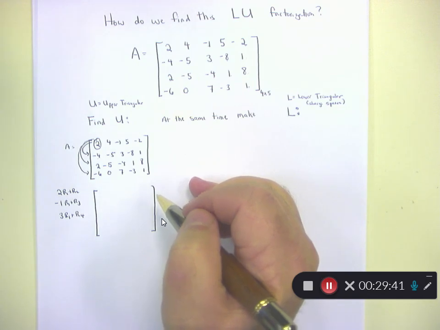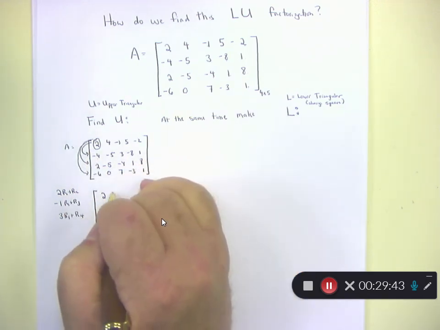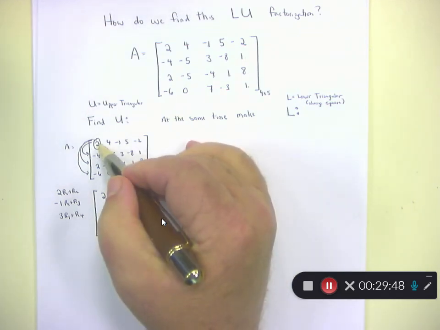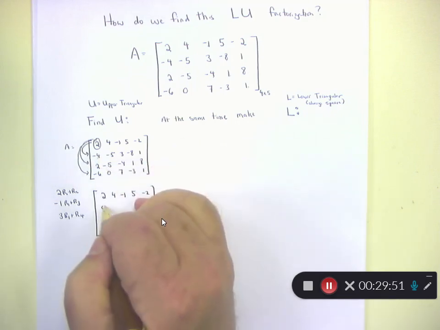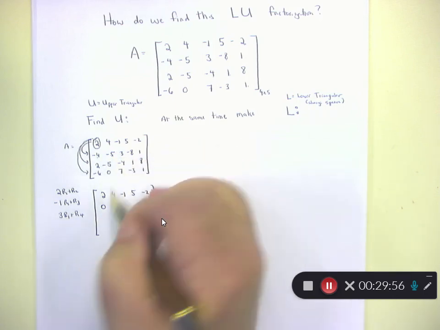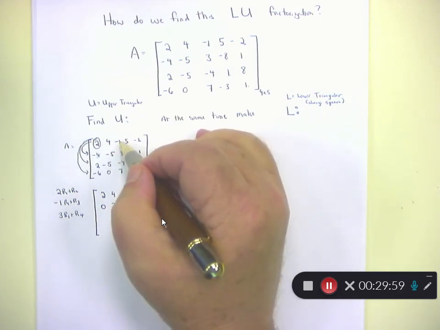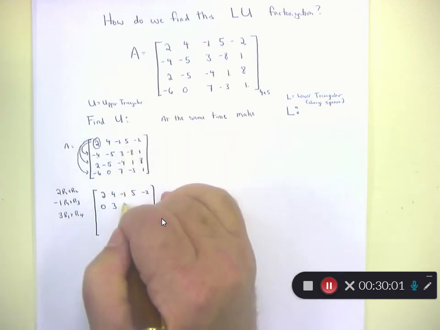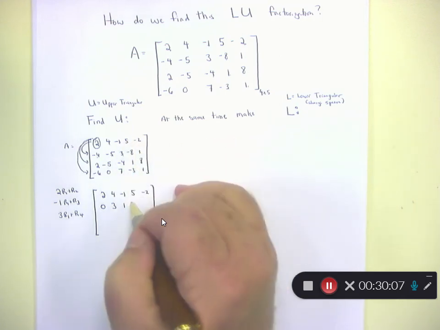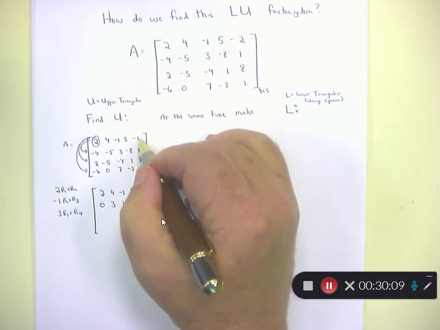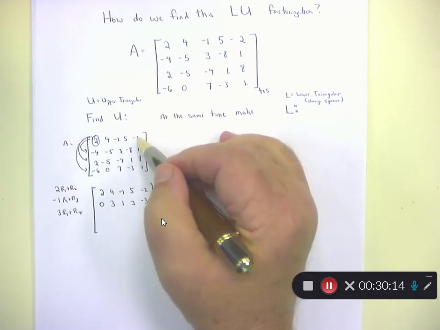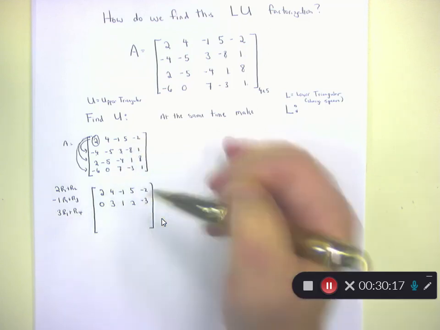Here we go. The top row stays the same: 2, 4, negative 1, 5, negative 2. Well, 2 times 2 is 4, plus negative 4 is 0. That was the point. 2 times 4 is 8, plus negative 5 is 3. 2 times negative 1 is negative 2, plus 3 is 1. 2 times 5 is 10 plus negative 8 is 2. And 2 times negative 2 is negative 4, plus 1 is negative 3. Does that make sense?